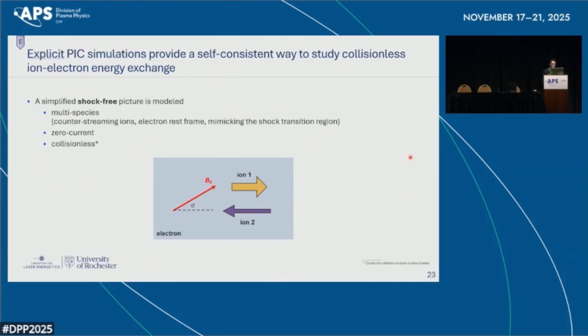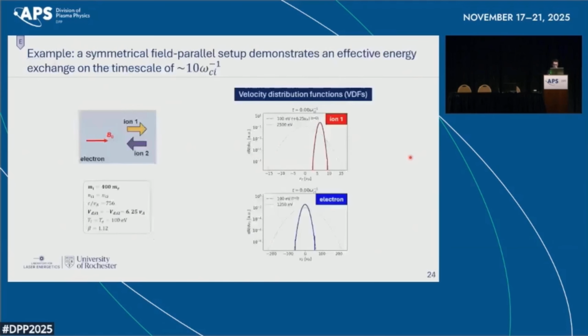Here we have counter-streaming ions in the electron rest frame, and we have a zero current condition, and the Coulomb collision module is turned off in the simulations. So I have the picture here. The Mach number can change, the density ratio can change, the angle can change, and of course the temperature can change. So from this picture, we can cover a good parameter range that we are interested in.